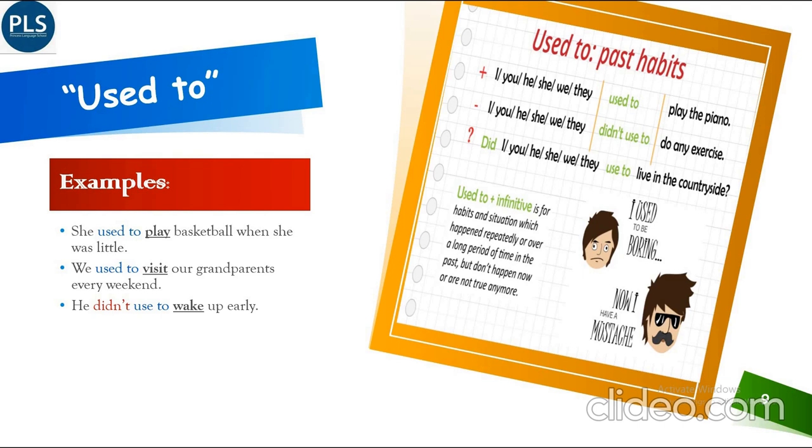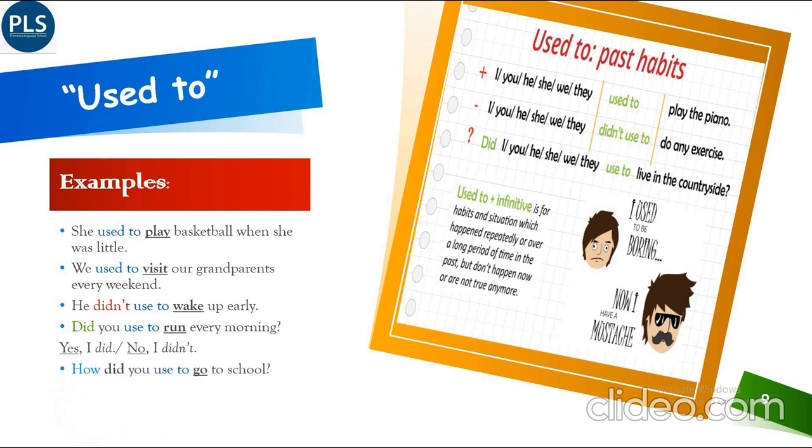And of course, the verb is going to remain in infinitive, wake up early. He didn't use to wake up early. And here we have the yes or no question. Of course, it's going to start with did. So did you use to? Of course, it's a question, so it's going to be in infinitive. Did you use to run every morning? And the answer is going to be yes, I did, or no, I didn't.